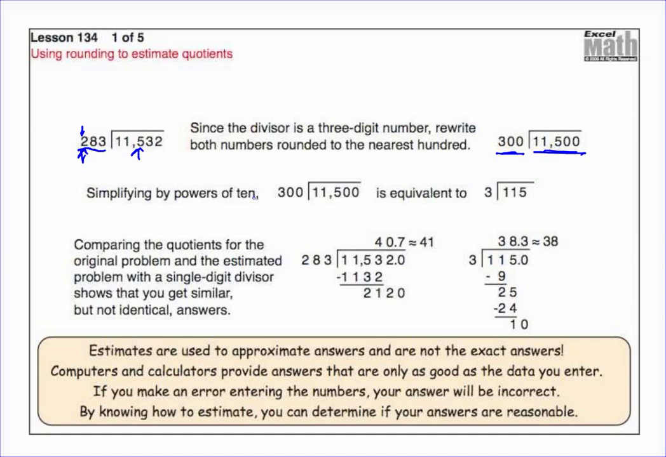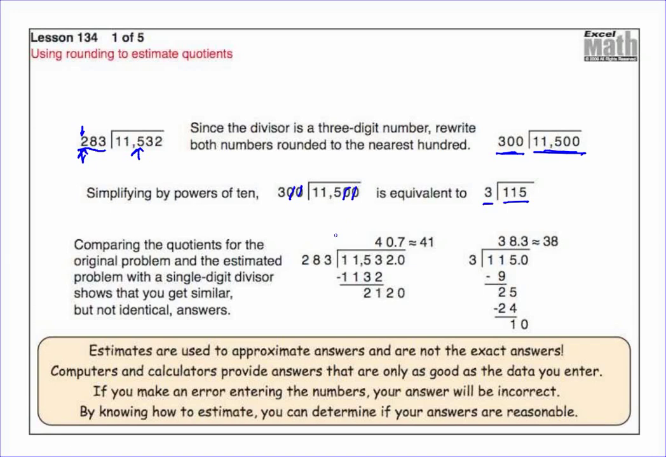Simplifying by powers of 10. So that means I can divide both of these by 10 and then divide by 10 again. So basically I'm dividing by 100 and I'm making the problem into 3 into 115. So 115 divided by 3 is going to come up with a very similar answer to 11,532 divided by 283. This is like estimating the answers to division problems that are big, giant division problems. That's what I'm doing here.